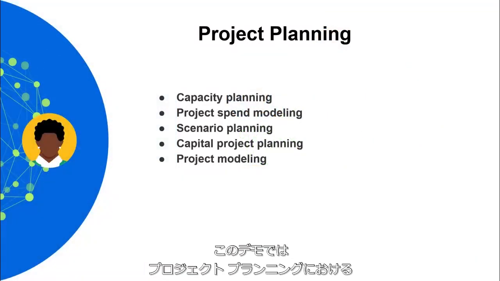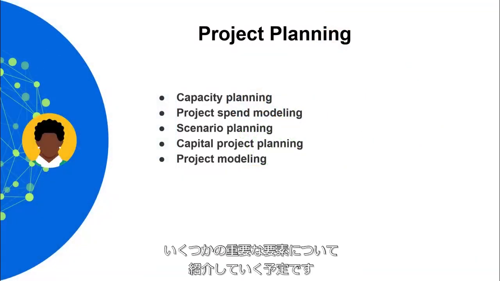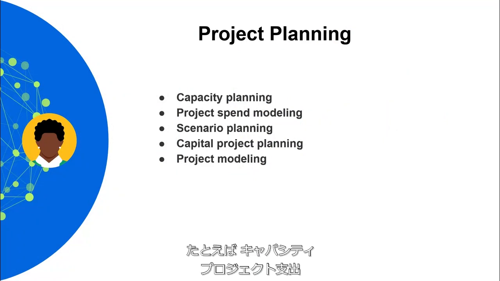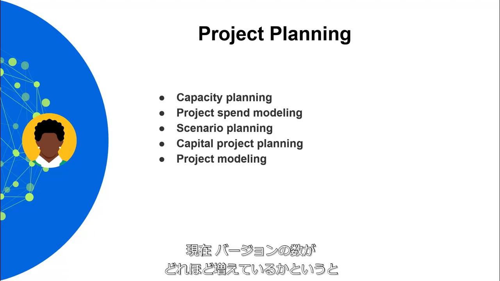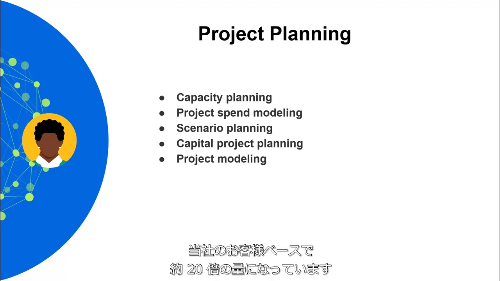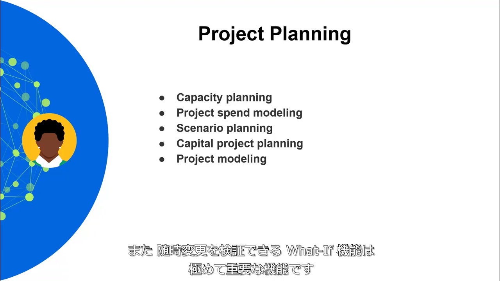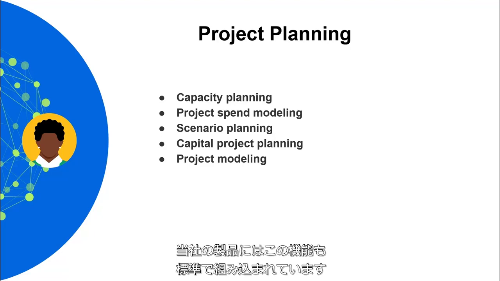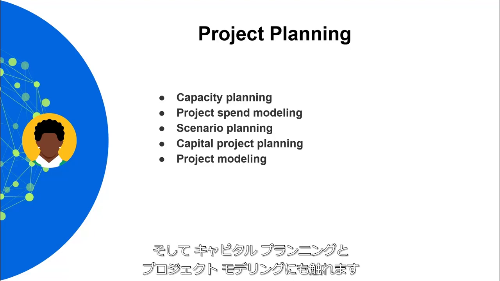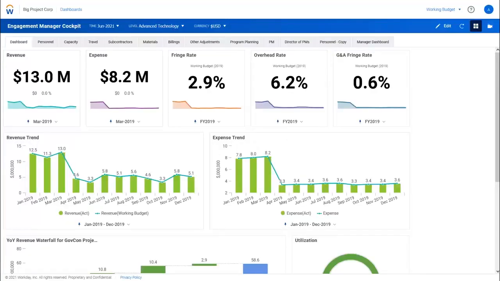What we're going to do in this demonstration is go through a couple different main components of project planning. This could be capacity, project spend, or scenario planning. You think about how many more versions are being done right now this year than this time last year. It's about 20 times more from our customer base. What if capabilities, making changes on the fly, is a really key capability, and that's one of the things we do essentially out of the box. We'll also get into capital planning and project modeling as well. So with that in mind, let's jump right in.